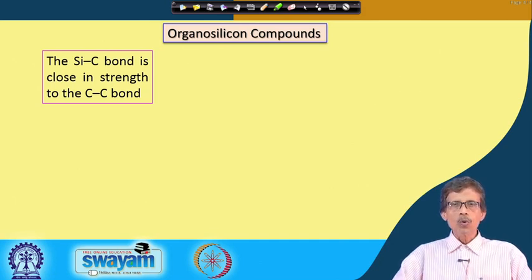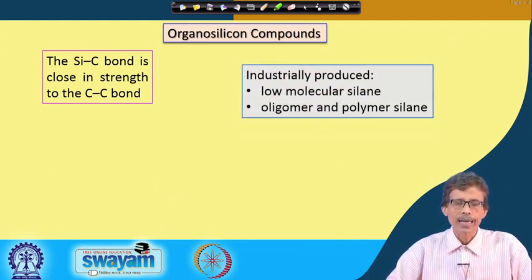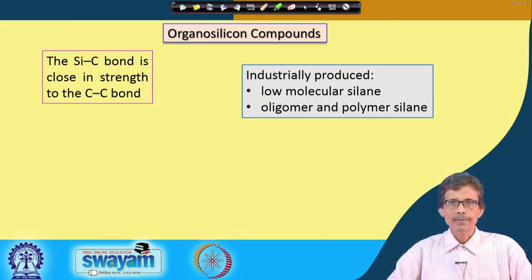Now, if we go in a similar fashion, substituting one of the carbon centers by silicon, we get silicon-carbon bonds. If that silicon-carbon part is repeated, we get the corresponding silicon variety, or the silicon analog of the polymer, where you can have a different reactivity pattern, because the carbon-carbon bond strength and the reactivity pattern will be slightly different, though we are saying it is close in strength to the carbon-carbon bond. What we produce industrially can be low molecular silane, oligomer and polymeric silane.